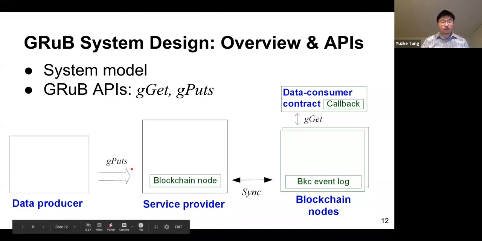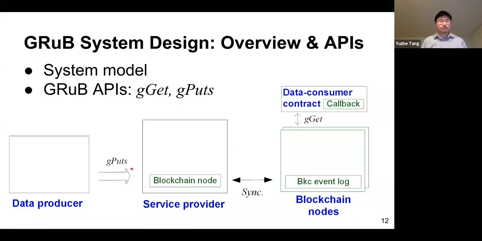A GPUT call allows a data producer to upload a batch of recently produced data writes. And a GGET call is issued by a data consumer smart contract. It may retrieve the data stored off-chain to the blockchain.